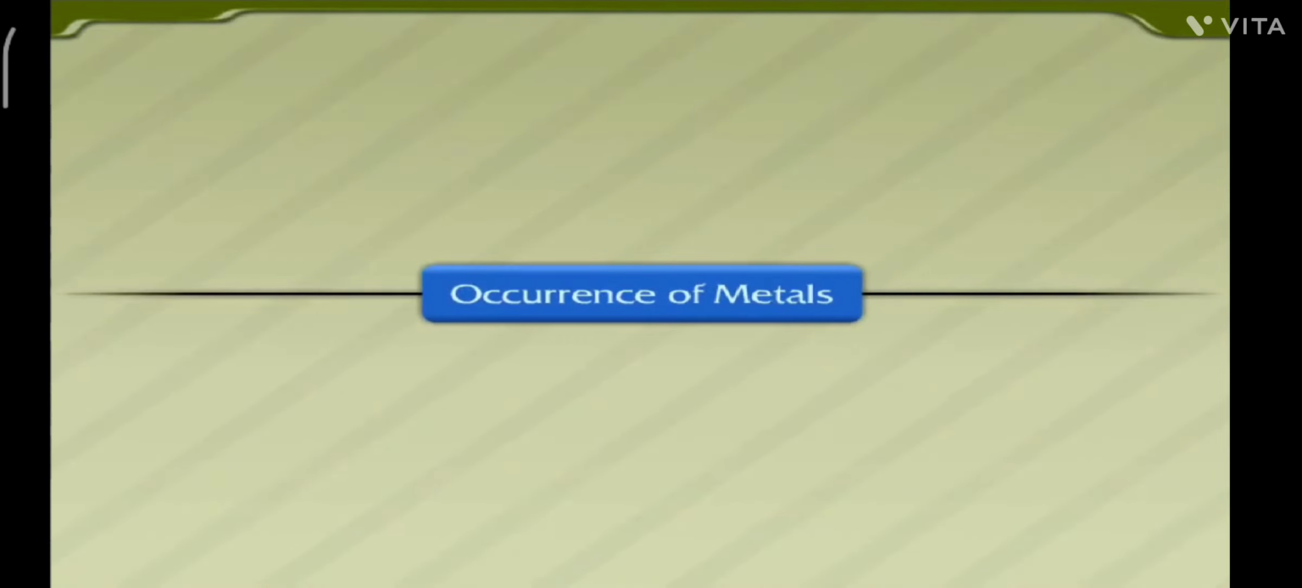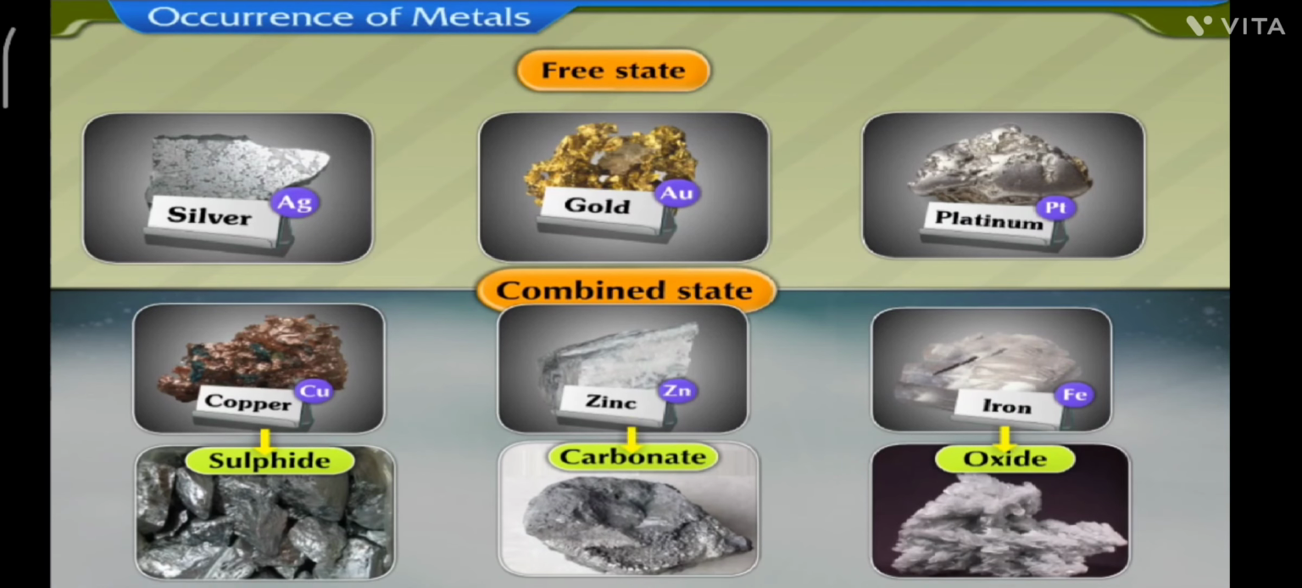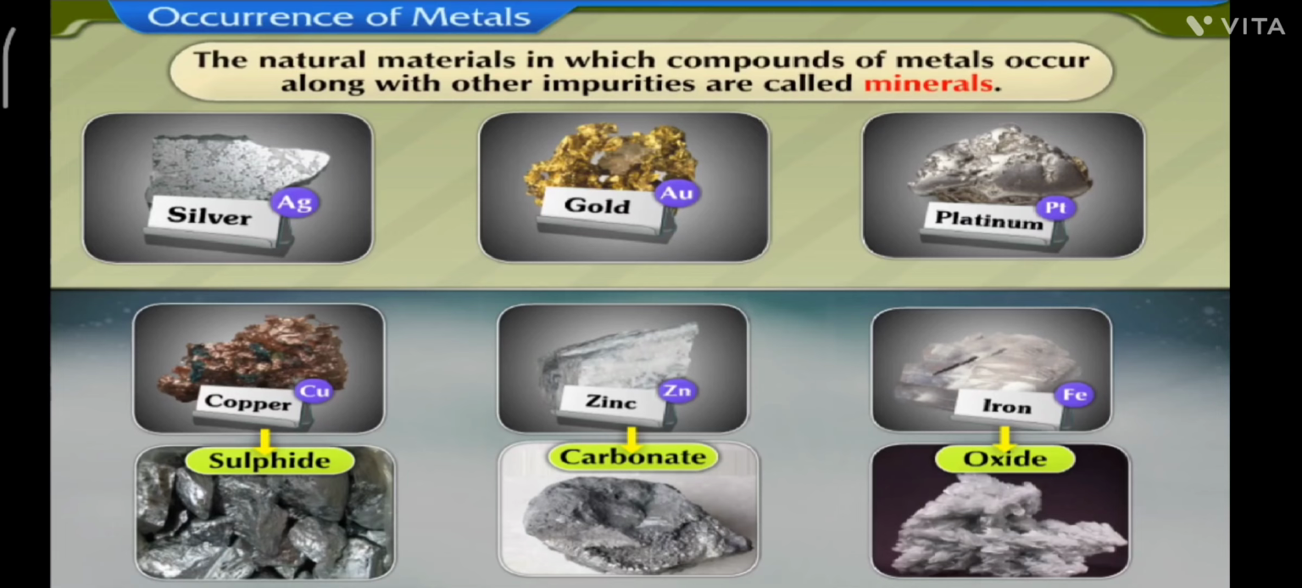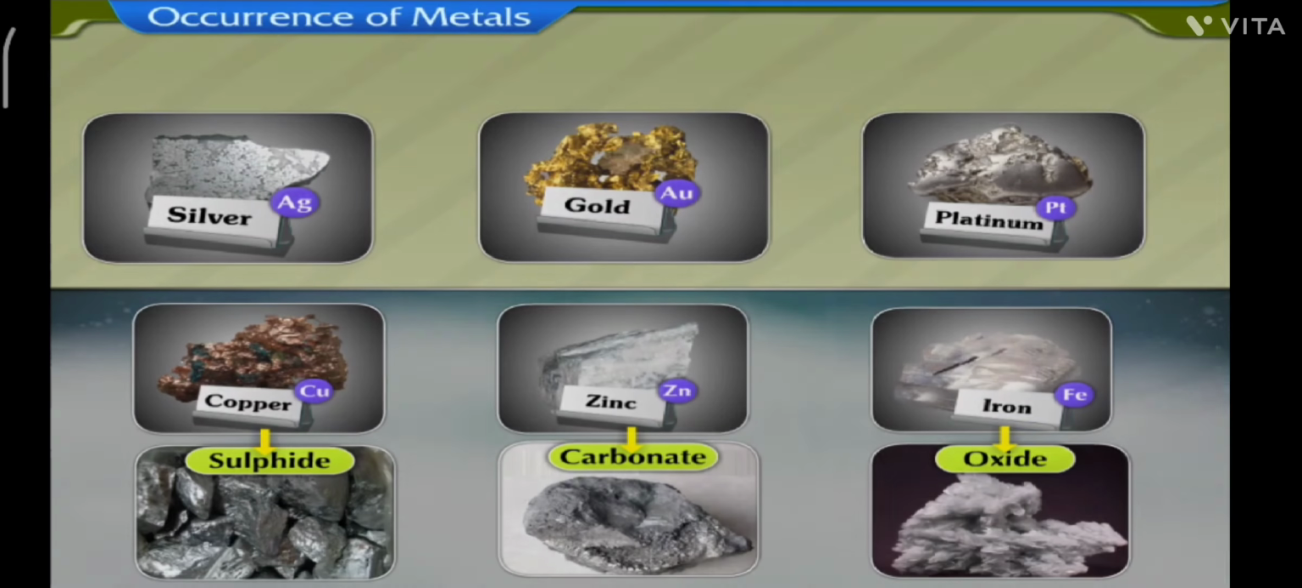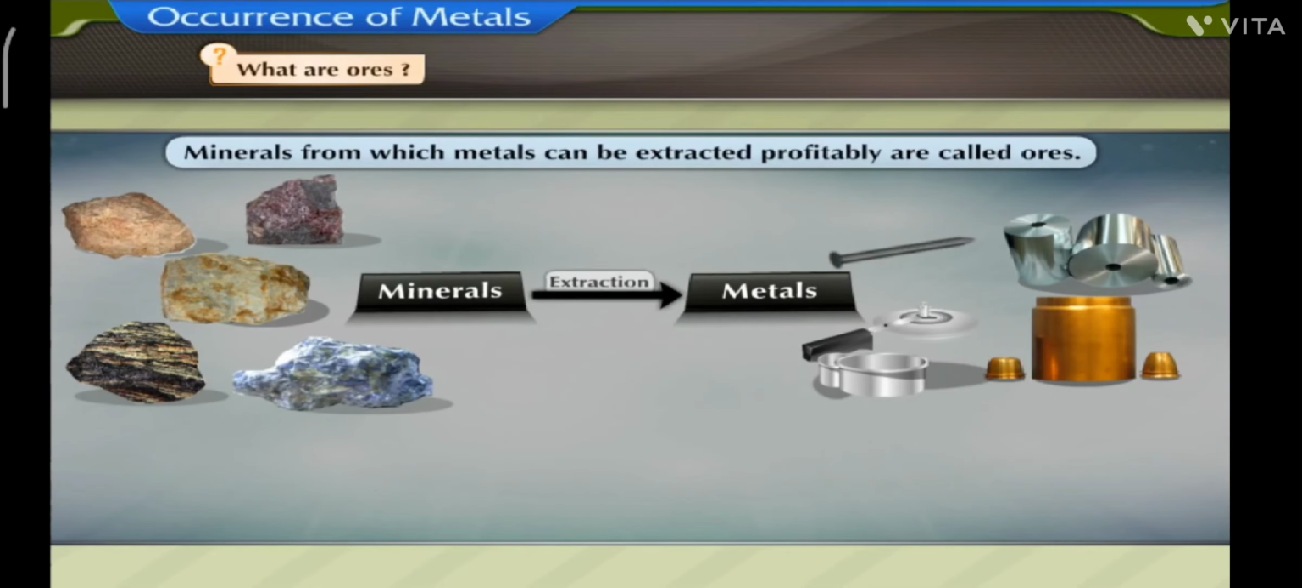Occurrence of metals. Metals occur in nature in the free state and in the combined state. Unreactive metals like gold, silver, and platinum occur in the free state. Most of the other metals usually occur in the combined state as their oxides, carbonates, or sulfides. Natural materials in which compounds of metals occur along with other impurities are called minerals. What are ores? Minerals from which metals can be extracted profitably are called ores.